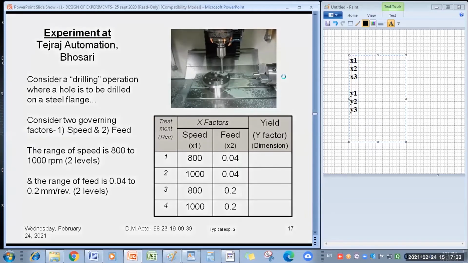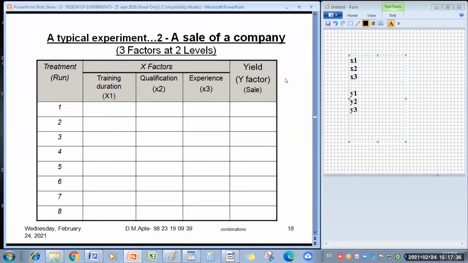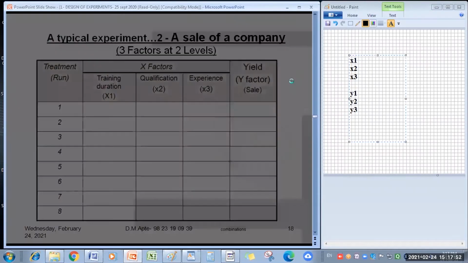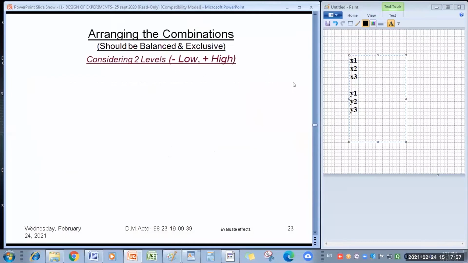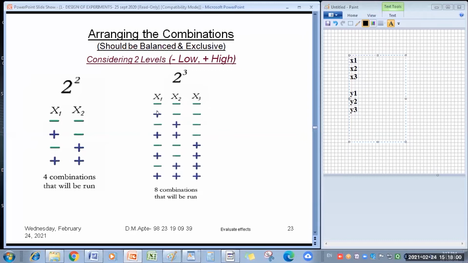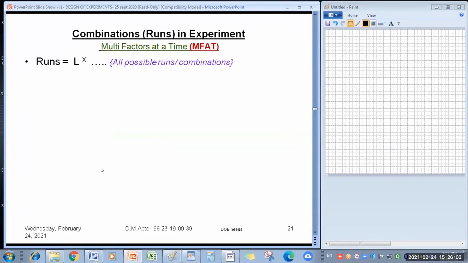Well, now, you may have three factors. If there are three factors at two levels each, then how many combinations do you have? You will have 8 combinations. What would be these combinations? These combinations would be like this. Minus, plus, minus, plus, minus, plus, minus, plus; minus, minus, plus, plus, minus, minus, plus, plus; minus, minus, minus, minus, plus, plus, plus, plus.